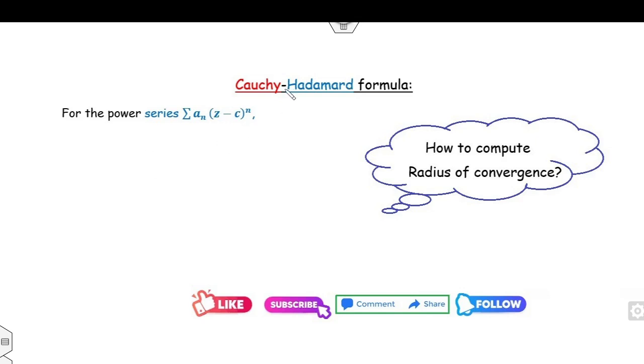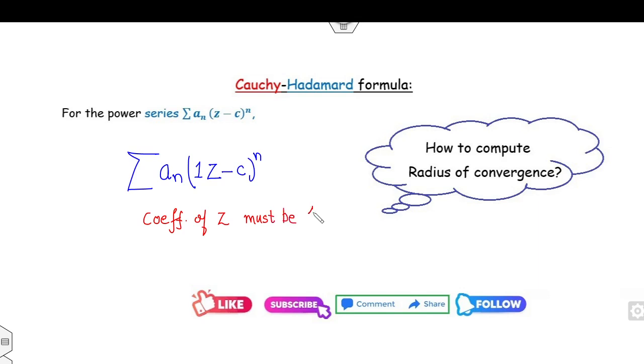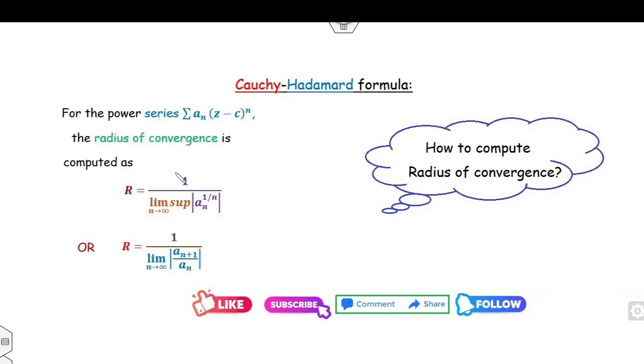But make sure that before you apply the Cauchy-Hadamard formula, the coefficient of z must be 1. If it is not 1, you can make it 1. Like if I say this is (4z − 5) raised to power n, I can take 4 raised to power n as common. Then it is (z − 5/4). Now you can see the coefficient is 1. Then, once you have made the coefficient 1, you can use either the first or the second formula.